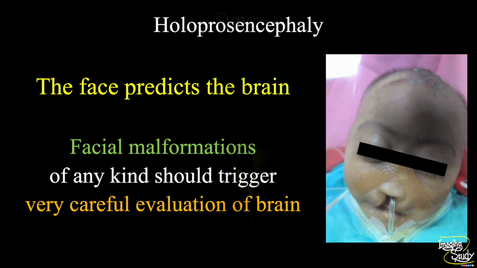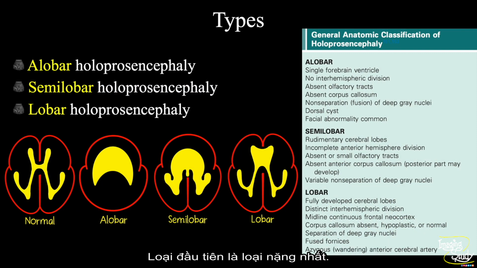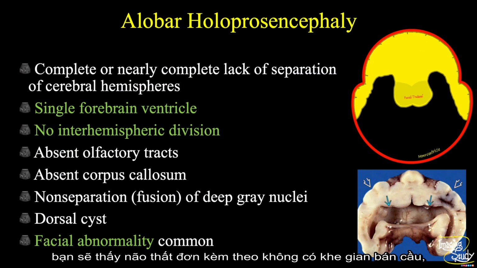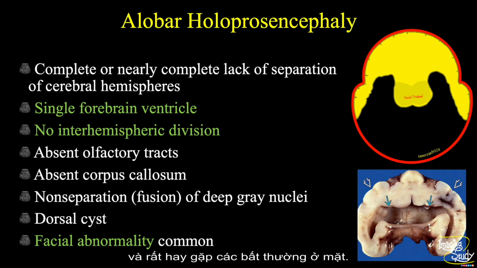Now we have three different types of holoprosencephaly: alobar, semilobar, and lobar. The first one is the worst one. In case of alobar variety, you will see a single monoventricle with no interhemispheric division, with associated absence of olfactory tracts and corpus callosum, and the facial abnormalities are very common here.